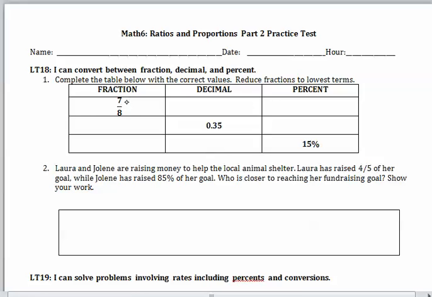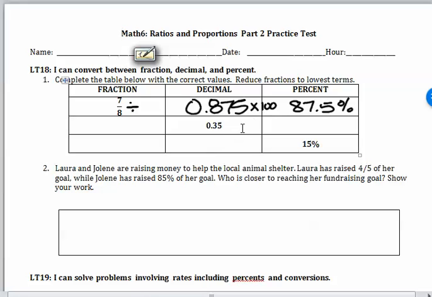So, if I have a fraction, it's a division problem, right? So 7 divided by 8 is what I'm thinking about when I'm looking at a decimal. So when I divide 7 by 8, I get 0.875, or 875 thousandths. As a percent, you multiply that by 100, so you get 87.5%.